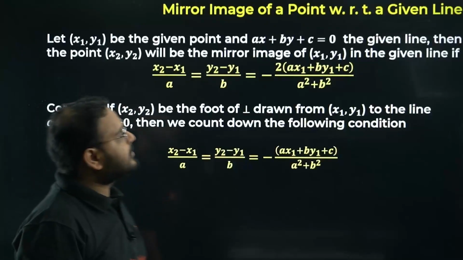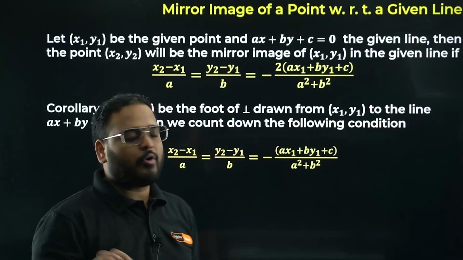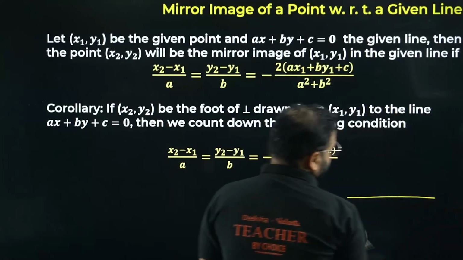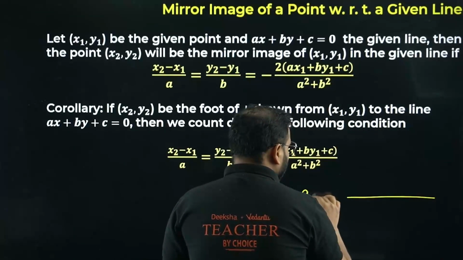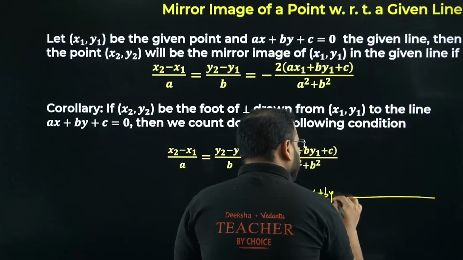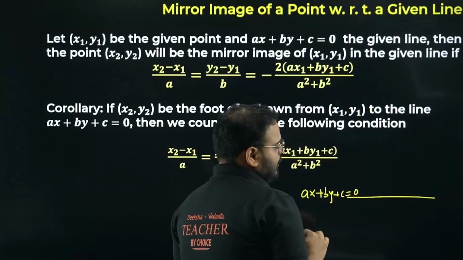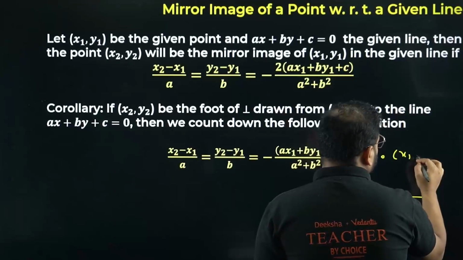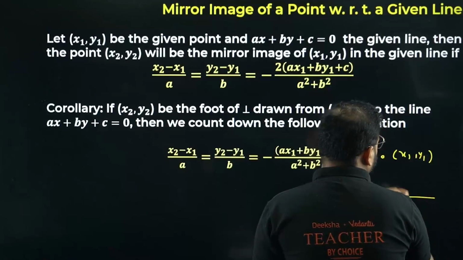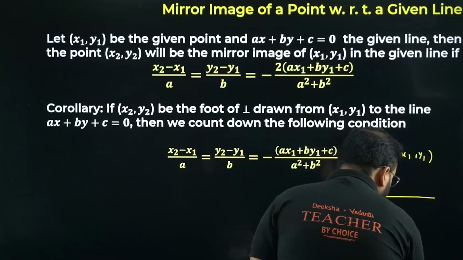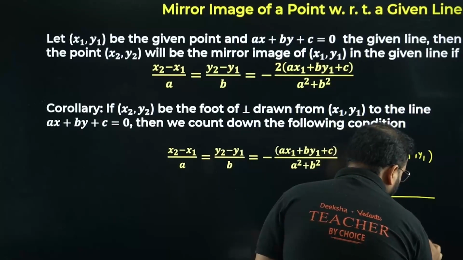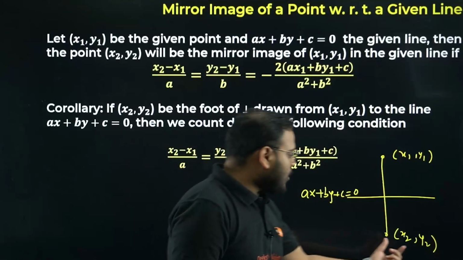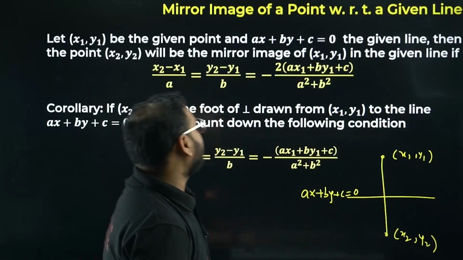Mirror image of a point with respect to a given line. A very important concept. What happens in this case? Whenever, let's say, you have a line like this. Again, the equation is given to you. We have ax plus by plus c equals 0. And there's a point over here, let's say x1 and y1. We are looking for the mirror image of this point as x2 comma y2. Then this point's coordinates can be found using the relation that we have over here.